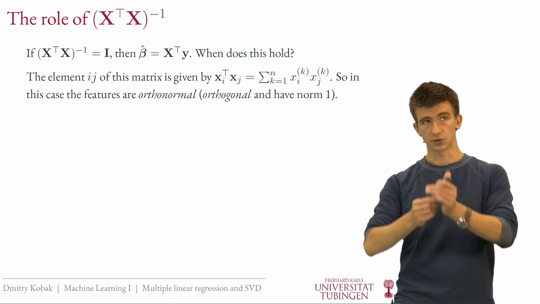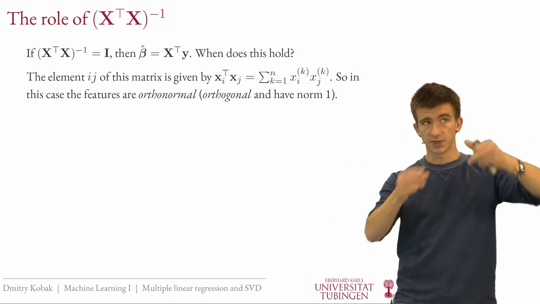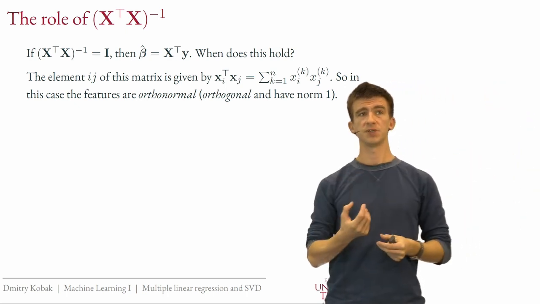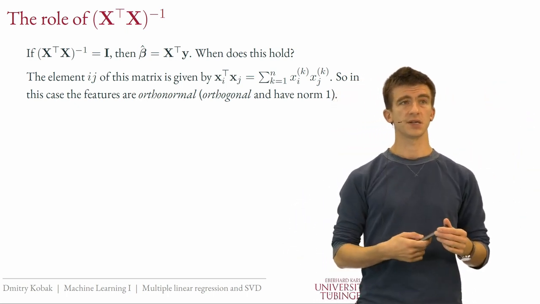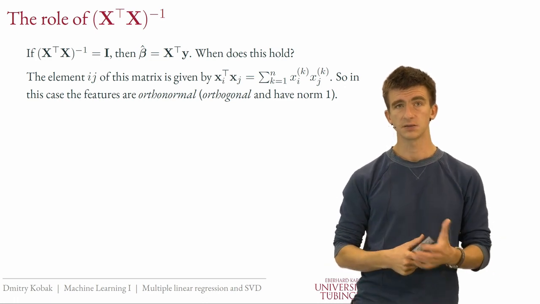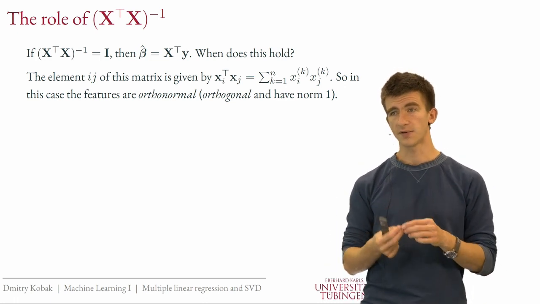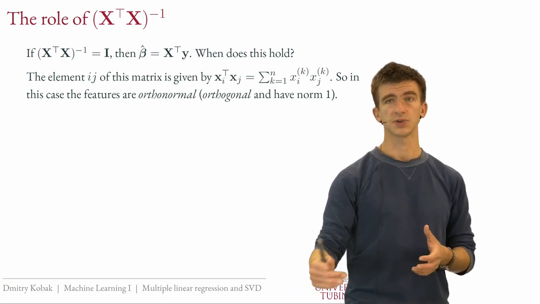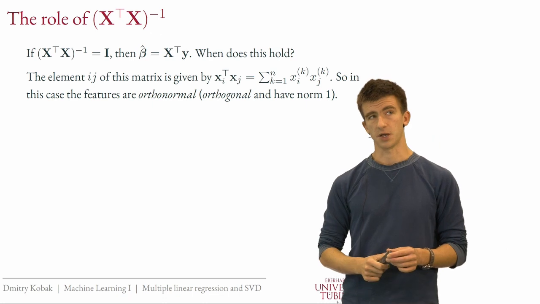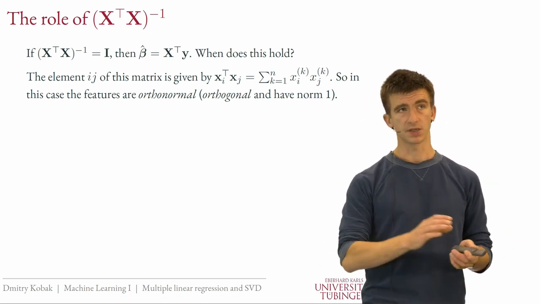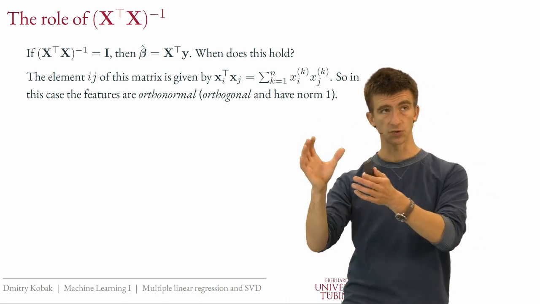And so zero, because the result should be the identity matrix, which has one on the diagonal and zero everywhere else. So that should be zero. And this means that the sum of the elements is zero, which means that it just has mean zero. The average of this feature, average across all training samples, is zero.